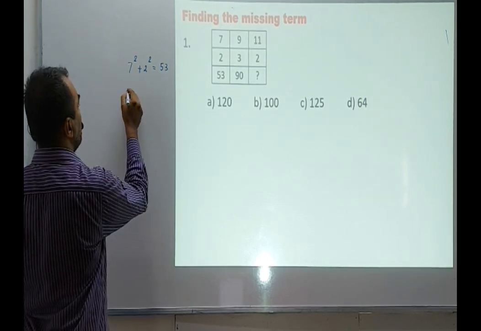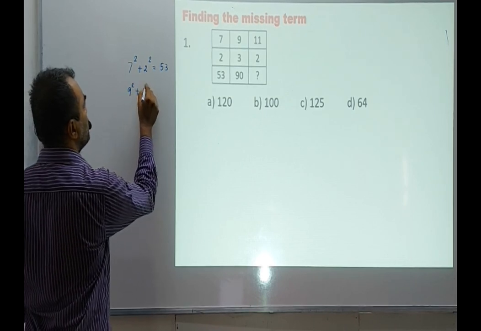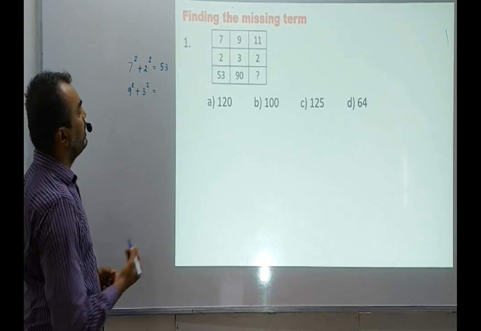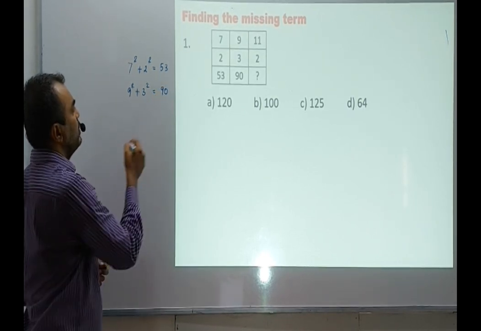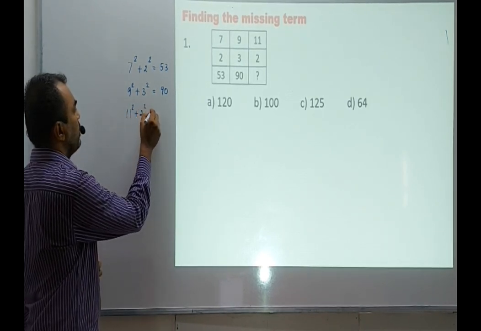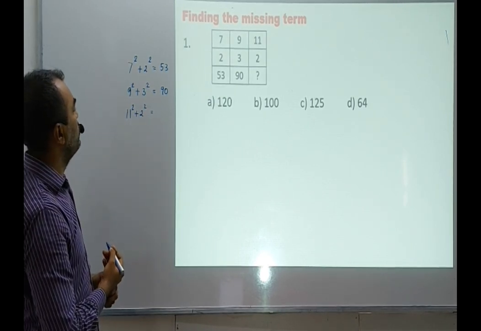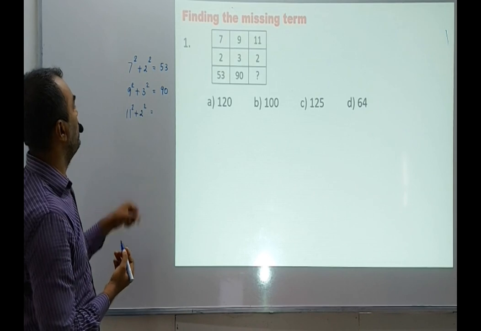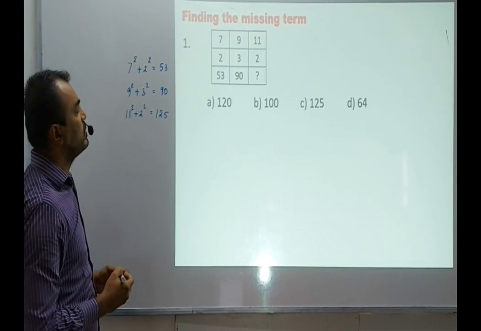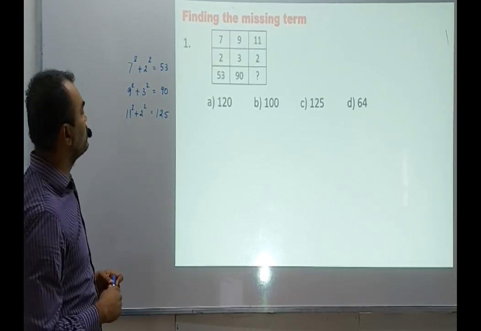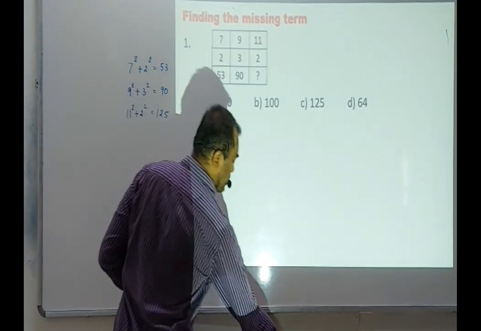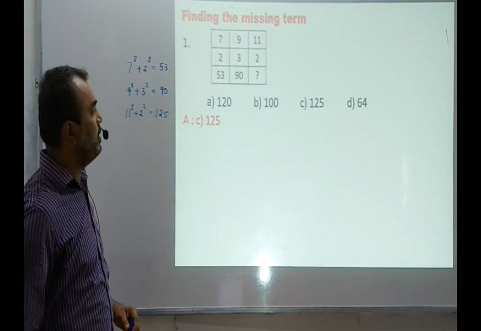Let us try the next one then. 9 square plus 3 square. 9 square you know is 81, 3 square is 9. 81 plus 9 is 90. So this logic is working here. Now 11 square plus 2 square. 11 square is 121, 2 square is 4. 121 plus 4 is 125. So this is my line of thinking. If yours is different than mine, kindly forward it to me. So what is the answer? The answer is C, 125.